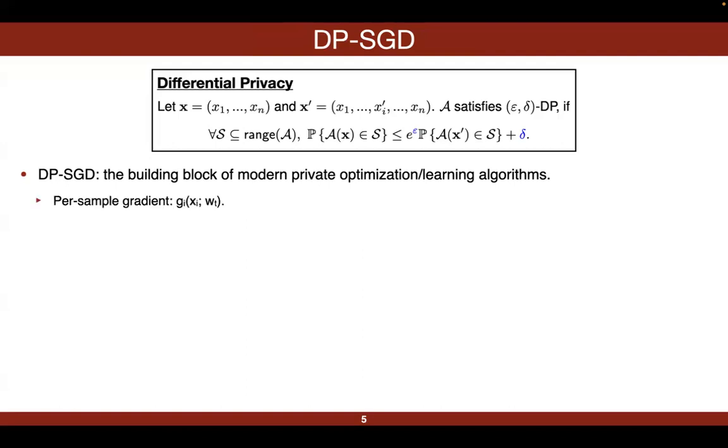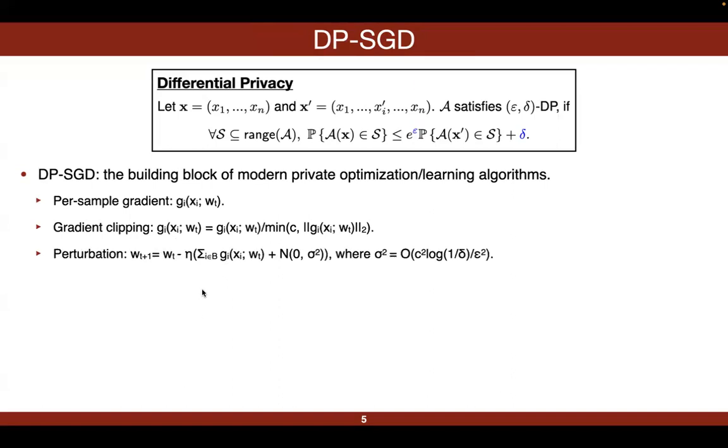At each step, we first compute the per sample gradient GI. Then we do gradient clipping. We clip GI to make sure its L2 norm is not too large. This step is aimed at controlling the L2 sensitivity. Then we compute the mini batch gradient, basically the sum of individual gradients, and then we add Gaussian noise. Again, the variance of this Gaussian noise is calibrated according to your L2 gradient clipping norm. So this is just an invocation of the Gaussian mechanism.